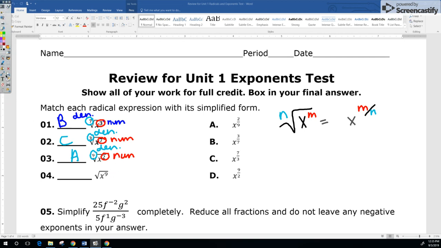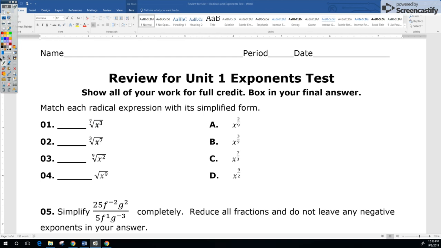And then last one's a little bit tricky because you don't see what the index is. But when we don't see anything written here, we assume it's a square root. And we assume that that's a 2. So we're looking for a 2 in the denominator and a 9 in our numerator. So numerator of 9, denominator of 2 would be D.